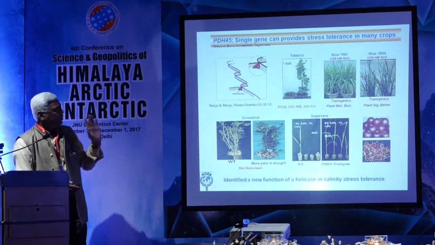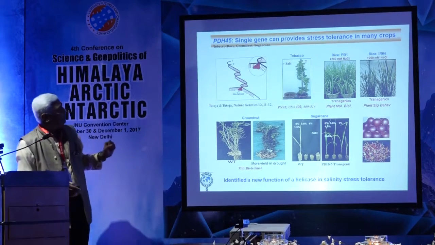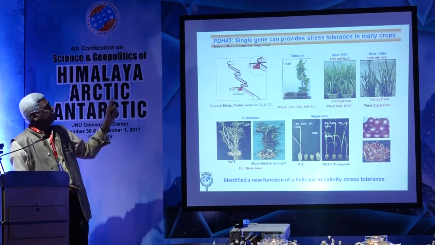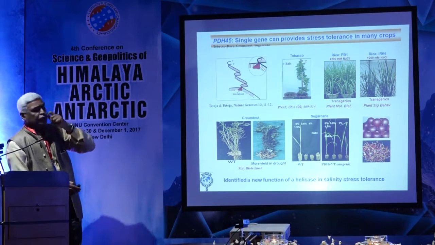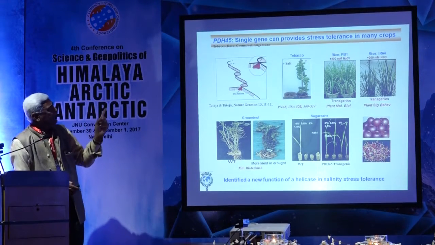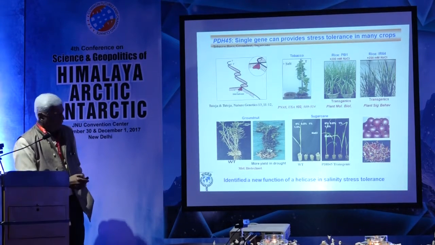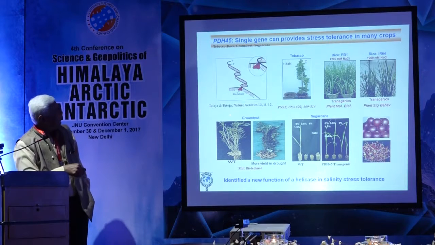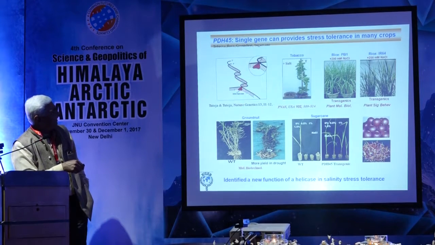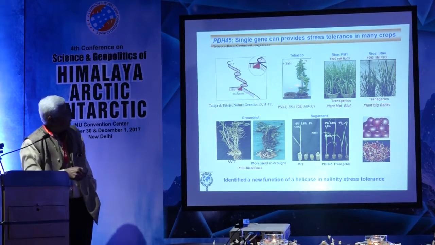Now I am telling you the example after several years of research. I am showing a single gene, known as plant PDH45 helicase. A single gene provides different kinds of stress tolerance in many different crops. Here you can see the helicase gene, which opens the duplex DNA, which we published in Nature a long time ago.